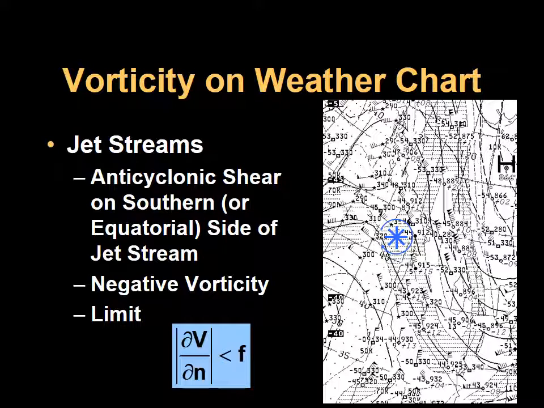So when we talk about the jet stream, we talk about the cyclonic shear side or the anticyclonic shear side. How do you figure which is which? Put a paddle wheel in and you'll see which way it rotates and then compare it to what hemisphere you're in. There is a limit to the amount of negative vorticity on the south side of the jet stream. If you take atmospheric dynamics, you'll talk about inertial instabilities, and there is a limit to that.